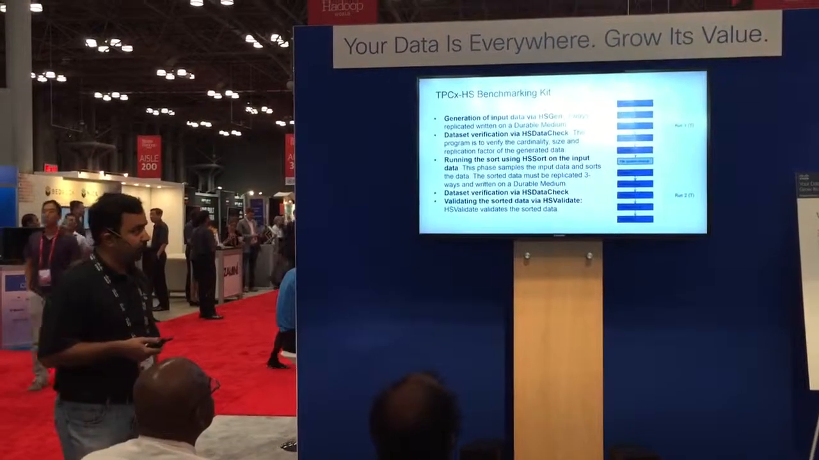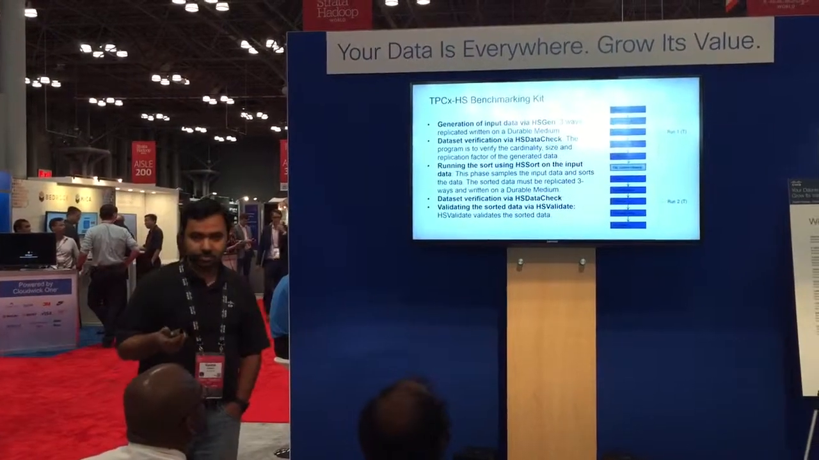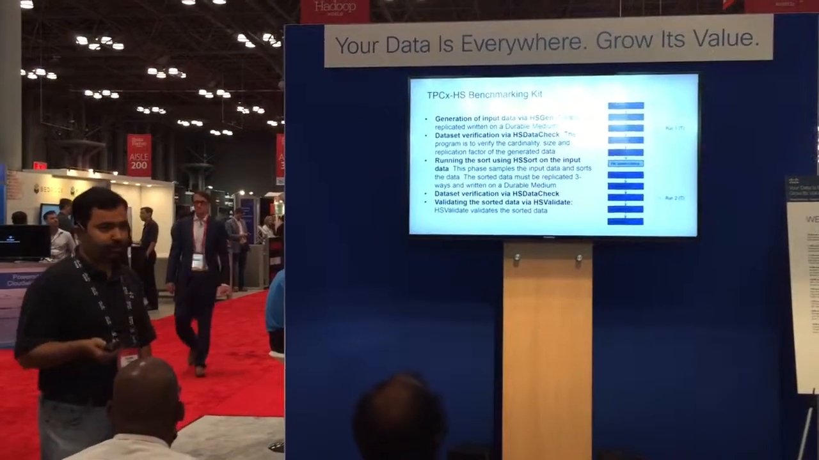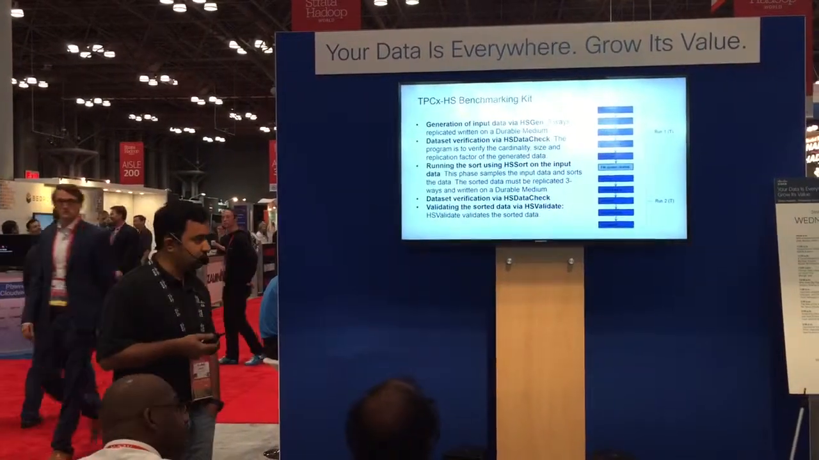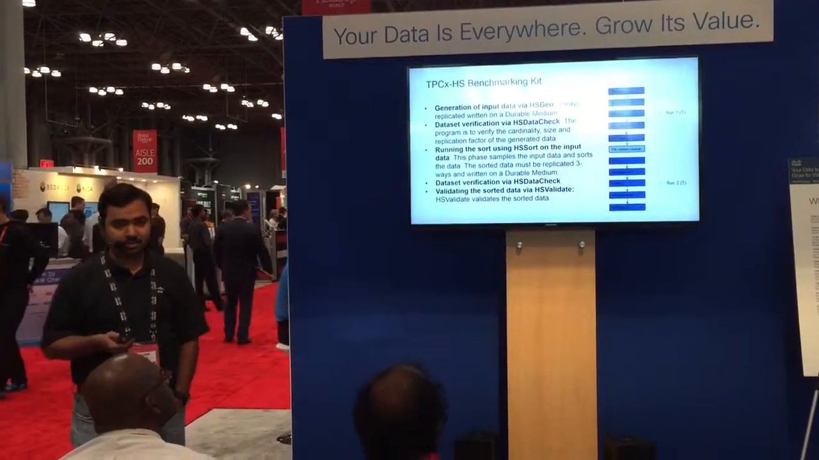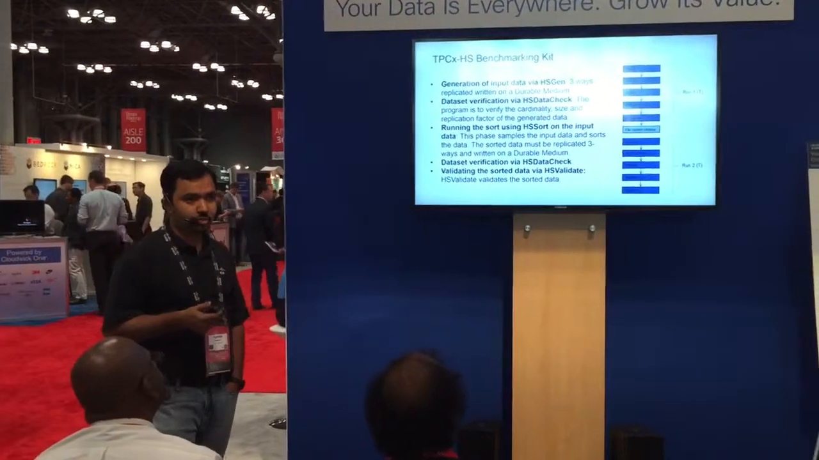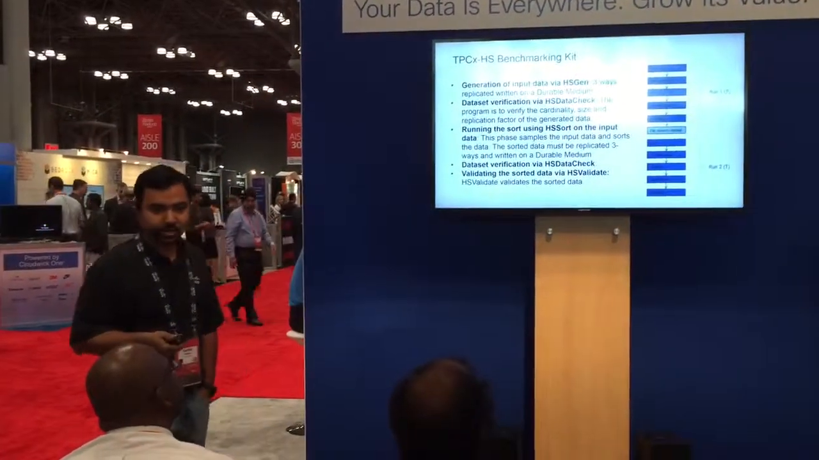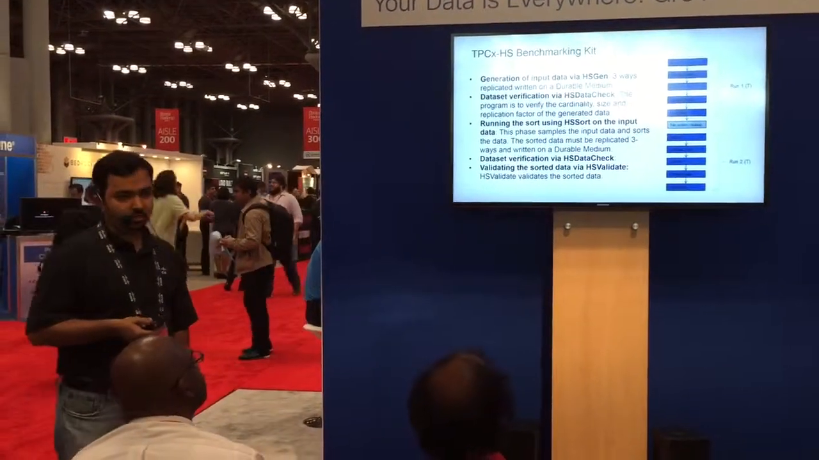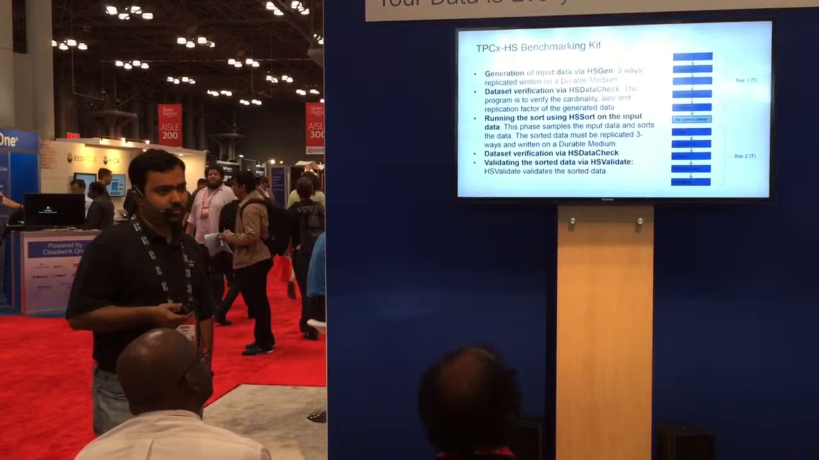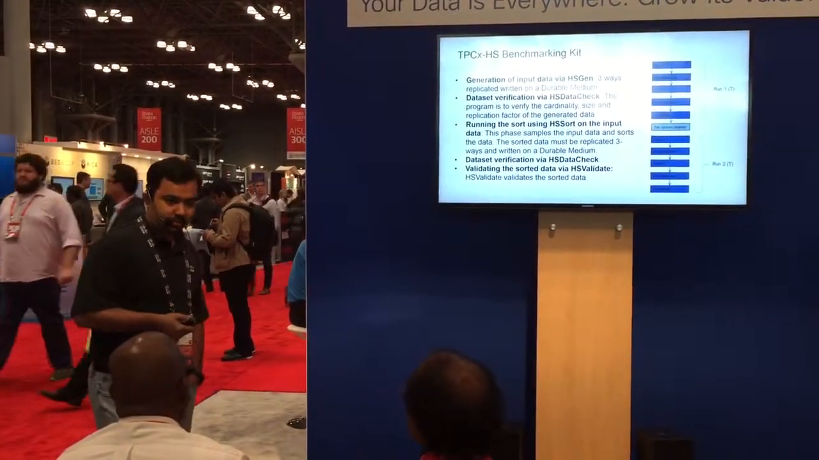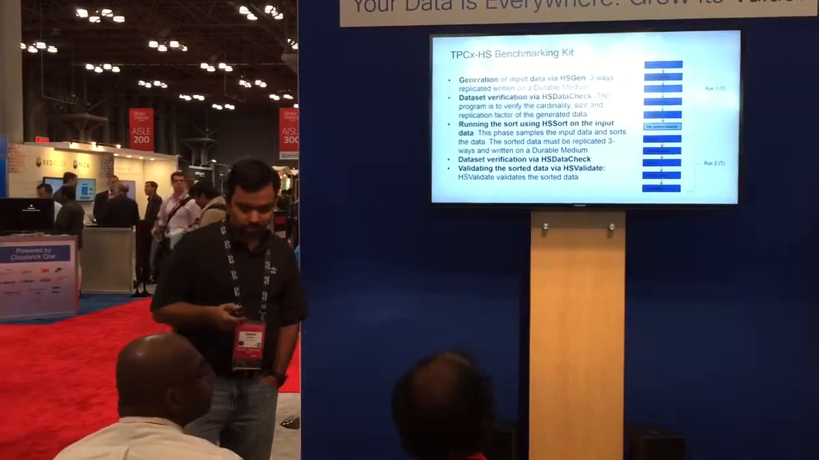Then you run a validation, which is called the HS data check, which checks that it's all three-way replicated and the data is correct. Then you run something called HS sort, which is along the lines of your TeraSort, but you're making sure that this is again three-way replicated and returned to your durable media. Finally, you're doing the verification, in line with your TeraValidate, where you're making sure the data is correct, it's three-way replicated, and it's stored in the storage.